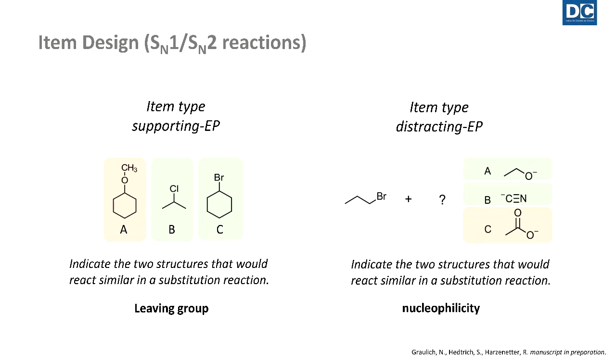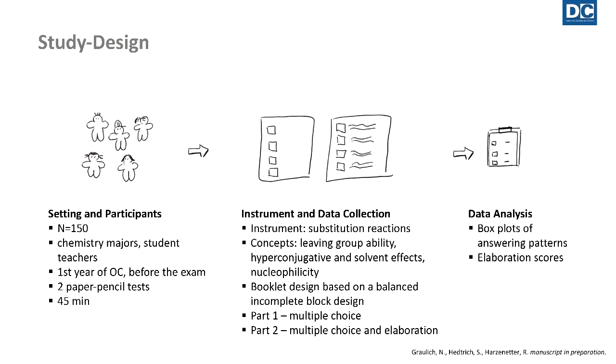And with these two types of items, we then went into our study, and I will give you a short overview about the study design. It was, as I said, a quantitative one, so we did the study with 150 chemistry majors and student teachers at German universities. It was their first year of organic chemistry and right before the exam, so hopefully they have learned.